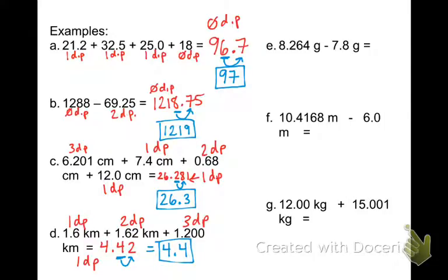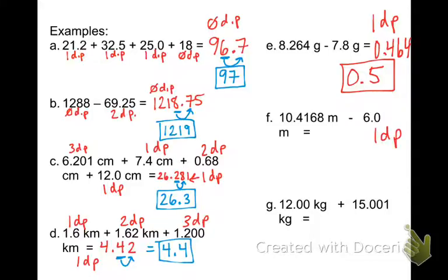So let's see if we can't speed up this process a little bit. Next one. So we have to round to simply 1 decimal. So we've got 0.464. Rounding that, we would get 0.5. Our final answer should have 1 decimal place for the next one. Calculator spits out 4.4168. We're going to round that to 4.4.